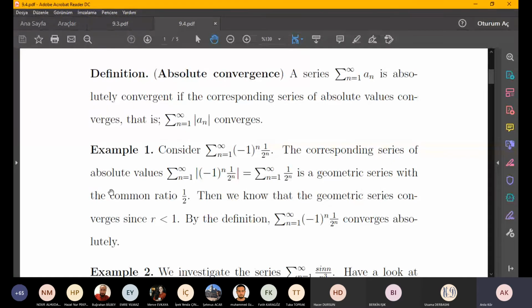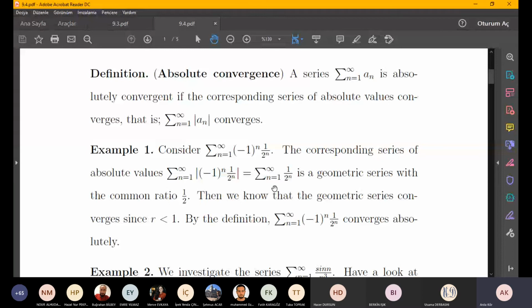And the corresponding series of absolute values is the one you find by taking the absolute value of the general term. So it is the sum of the absolute value of (-1)^n times (1/2)^n, which just makes those negative values positive. So it is equal to the sum of (1/2)^n. You can write it as the sum of 1/2 times (1/2)^(n-1), from n equals 1 to infinity.